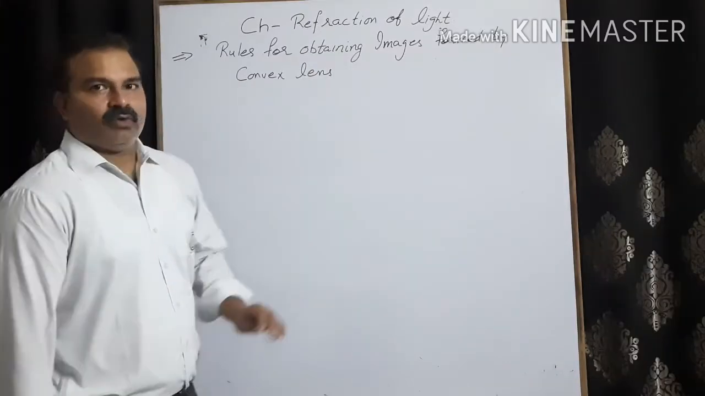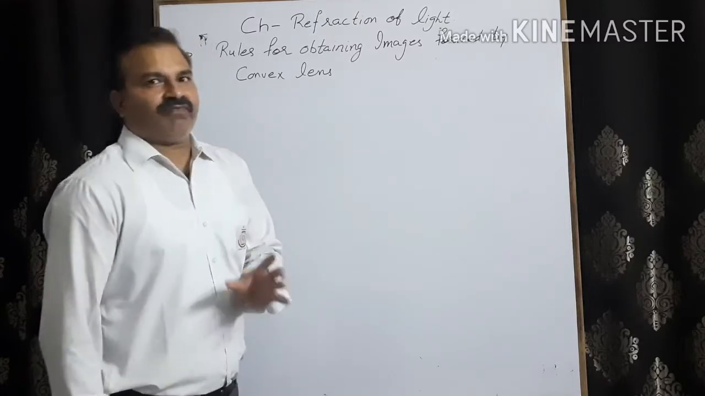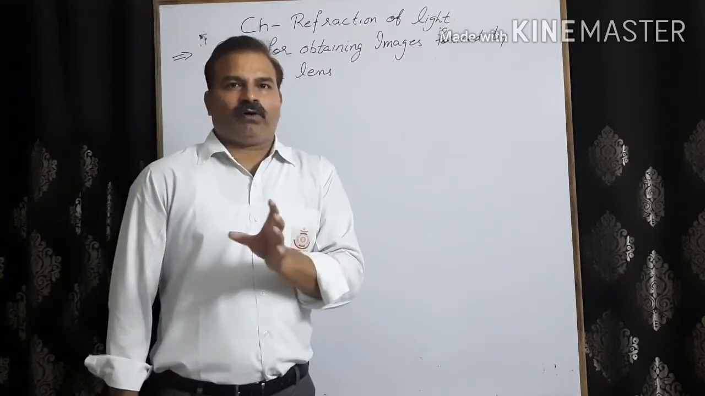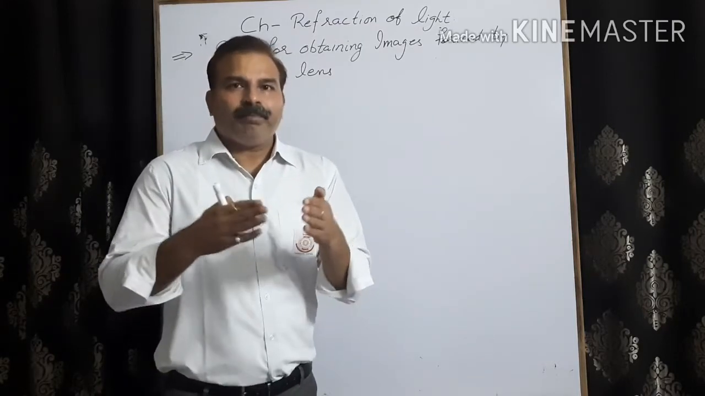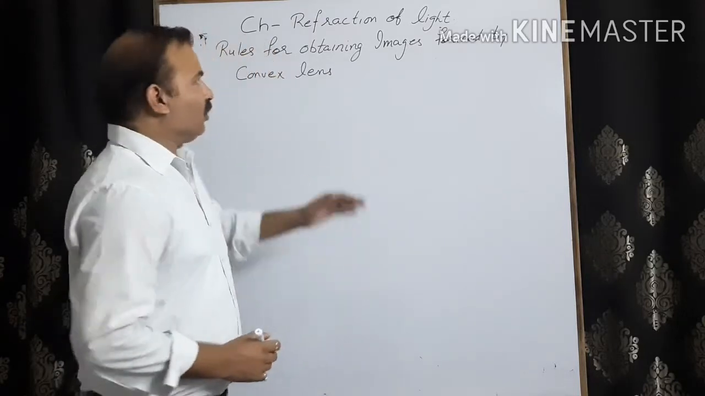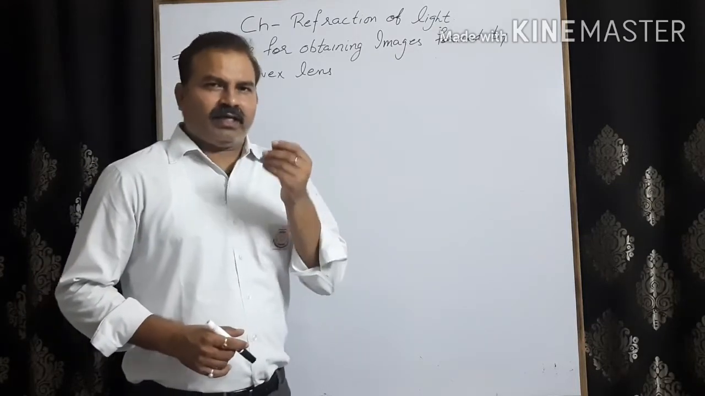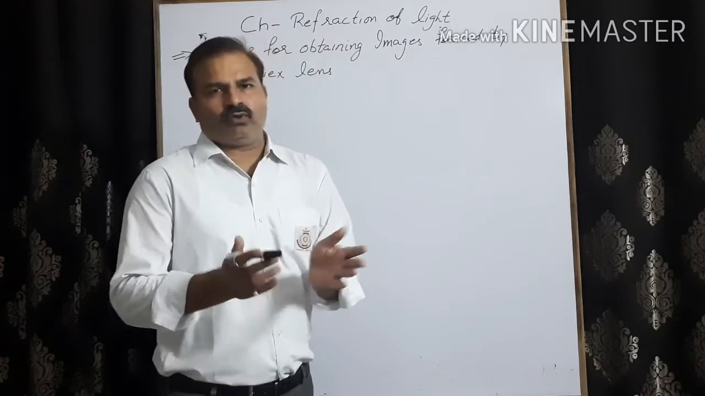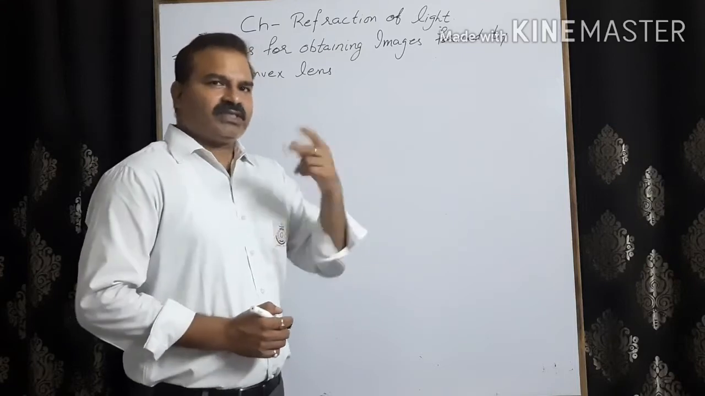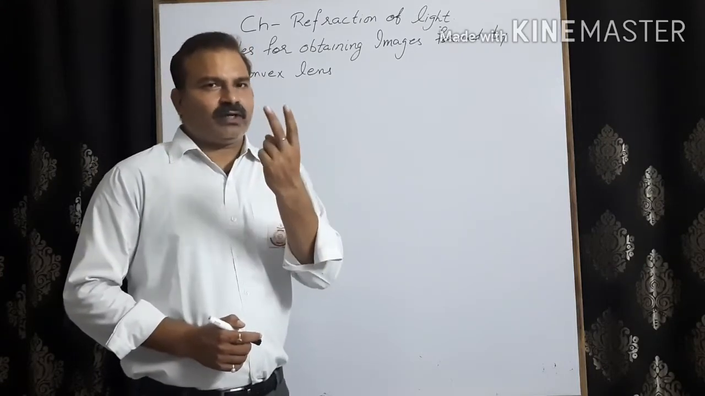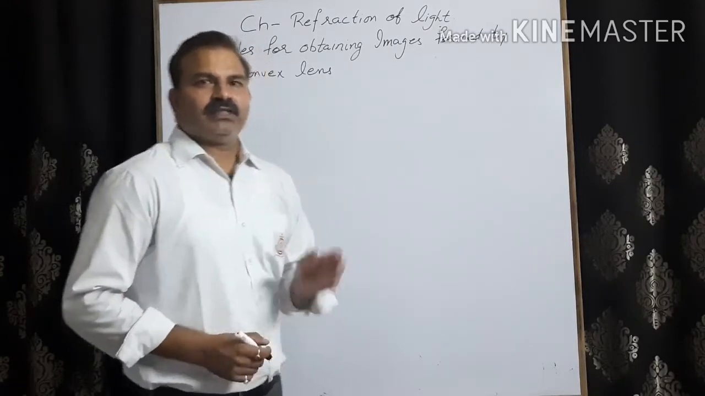Now, the next topic is the rules for obtaining images formed by the convex lens. In the case of a convex lens, we say the image is formed where two rays intersect each other. For that, there are three principal rays which we study. A beam of light means so many rays of light, but for our convenience, in each and every case, we will take only two rays and show where they meet, and then the image is formed.